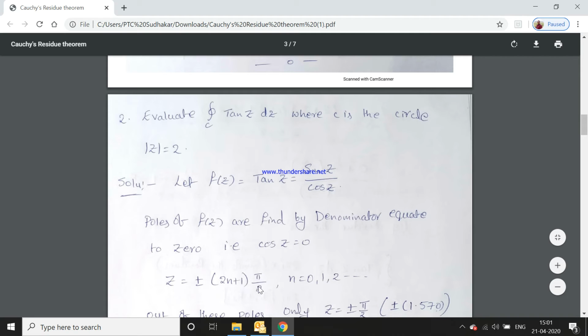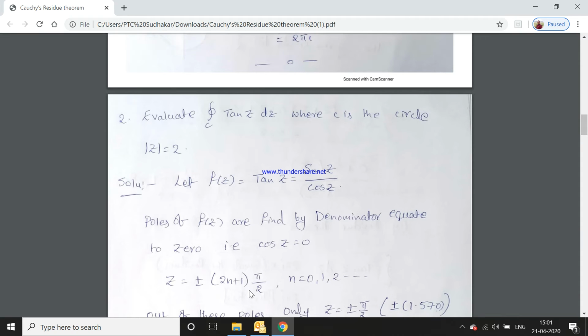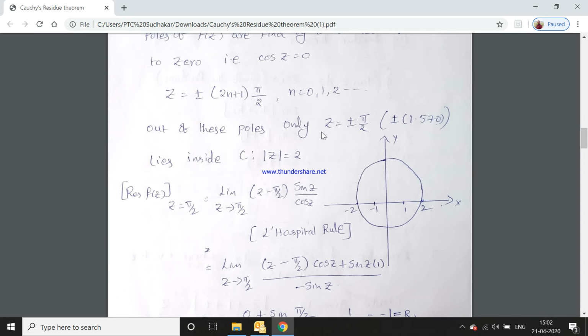plus 1) times pi by 2, because cos is 0 for pi by 2, 3 pi by 2, 5 pi by 2, 7 pi by 2, all odd multiples of pi by 2. And cos of minus theta equals cos theta, so we get plus or minus (2n plus 1) times pi by 2, n equal to 0, 1, 2, and so on. But we need inside poles only. So out of these poles, only z equal to plus or minus pi by 2.